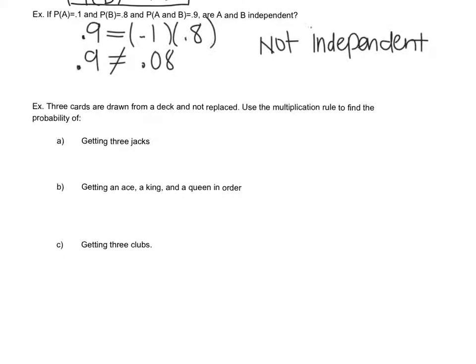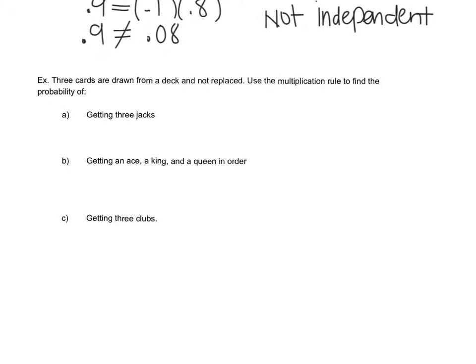Now we're going to take a look at a few examples where the events are dependent. So 3 cards are drawn from a deck and not replaced. We're going to use our multiplication rule to find the probability of getting 3 jacks, getting an ace, a king, and a queen in that order, and then getting 3 clubs. We can extend our multiplication rule to 3 events. It works the same way as if it were 2 events.